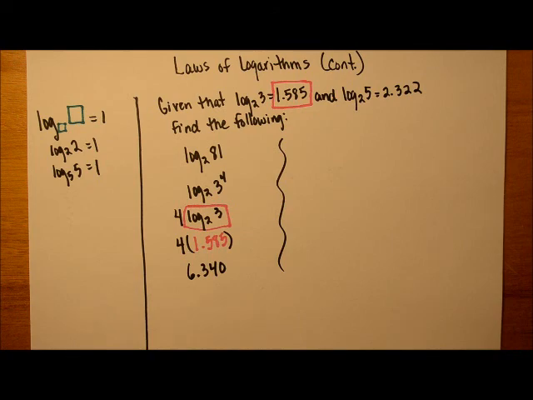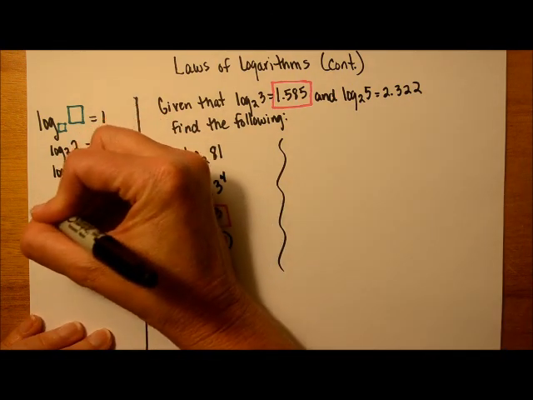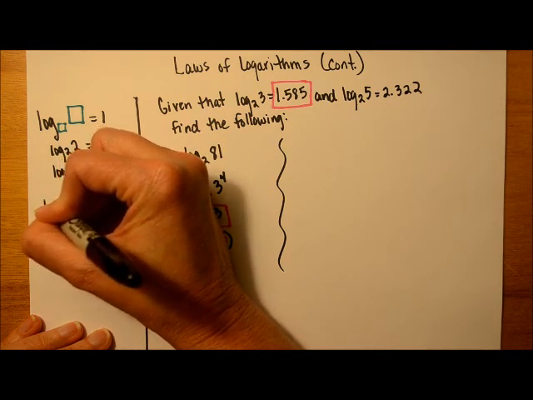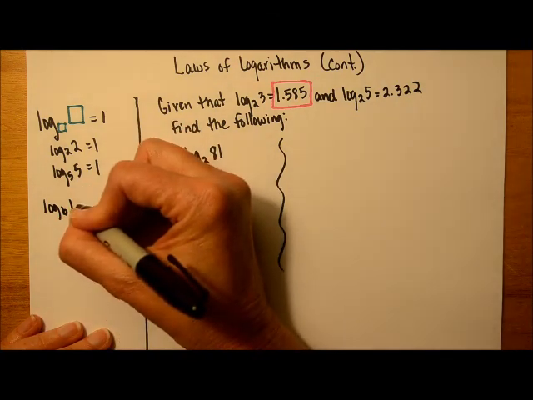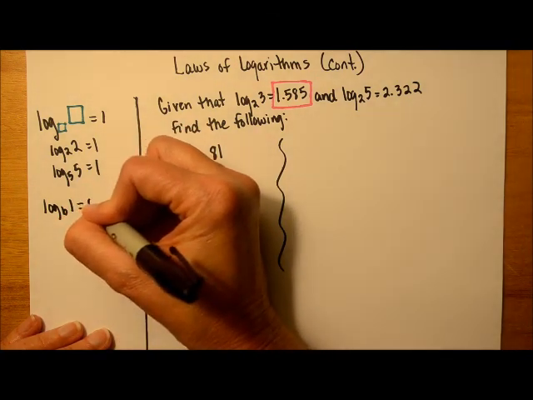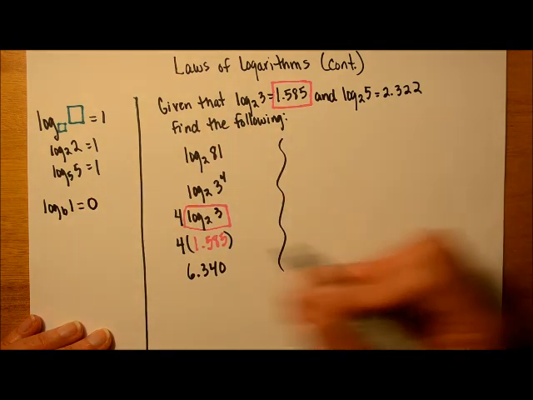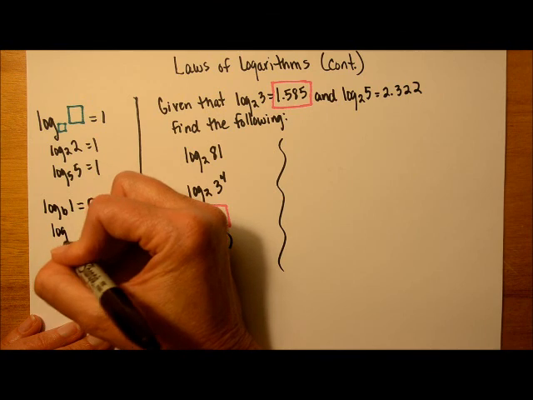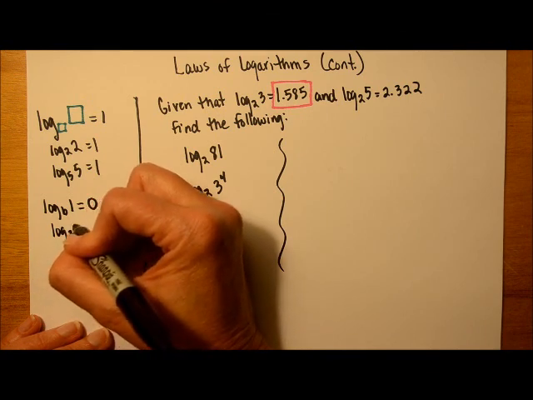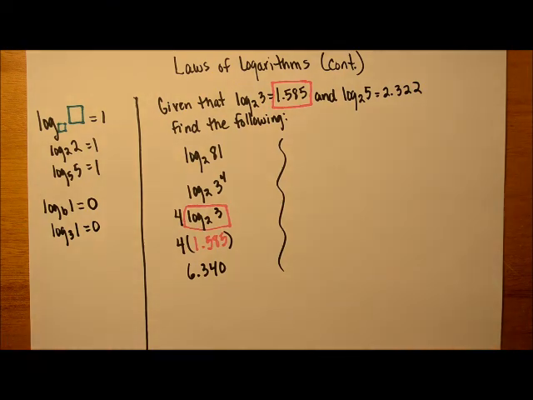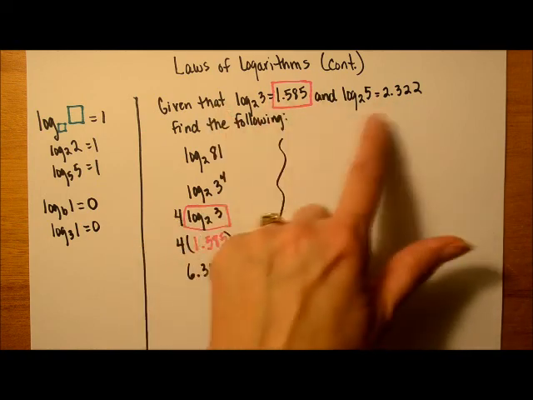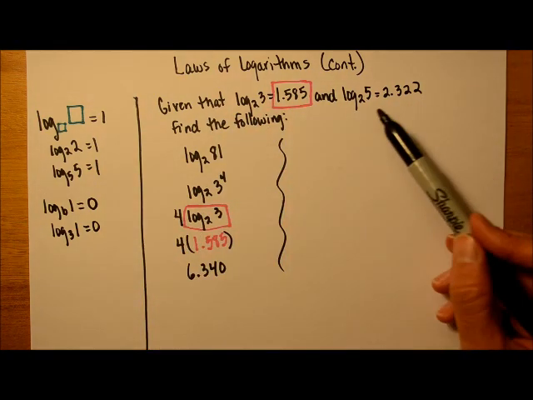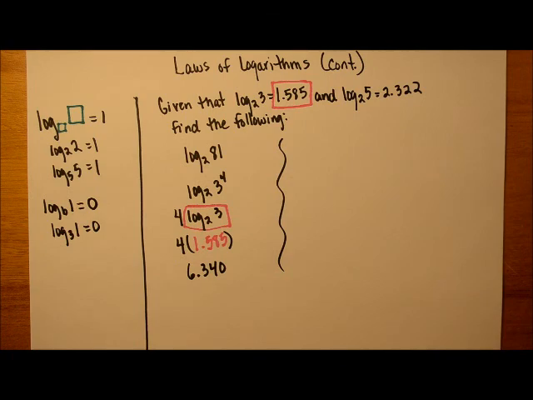The other thing is this. Log to any base of 1 equals 0. So if you had log base 3 of 1, that's going to equal 0. Okay, so you have these two things that you have to use. You got to use a couple things. Now you're probably wondering why I didn't use this, because the one that I chose just didn't use it.